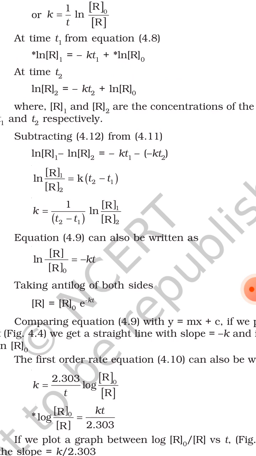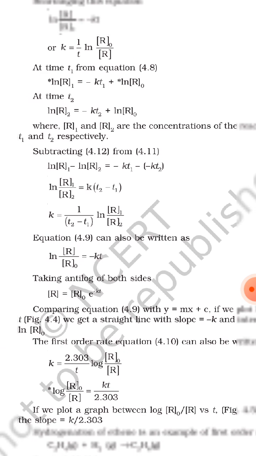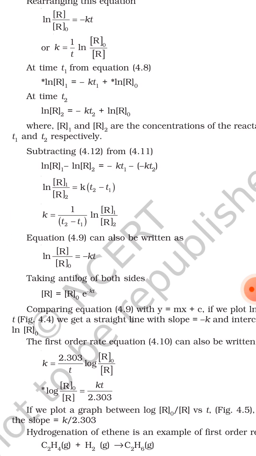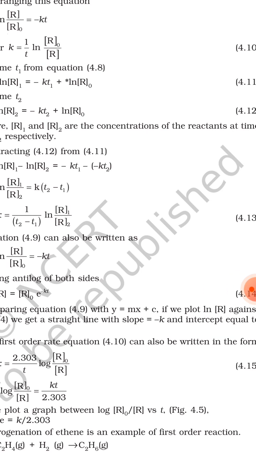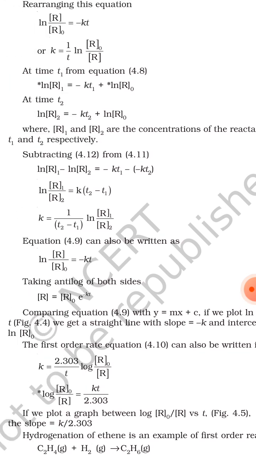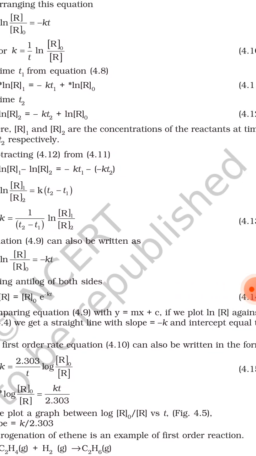Now where R1 is the concentration of the reactant at time T1, and R2 is the concentration of the reactant at time T2. At a different time, of course, the concentration of the reactant will also be different. These are the concentrations of the reactant at times T1 and T2 respectively.